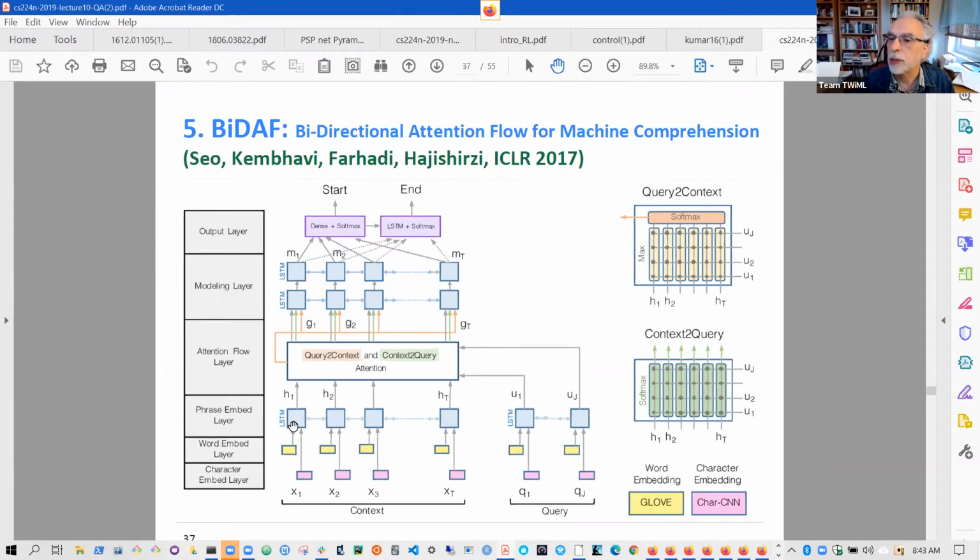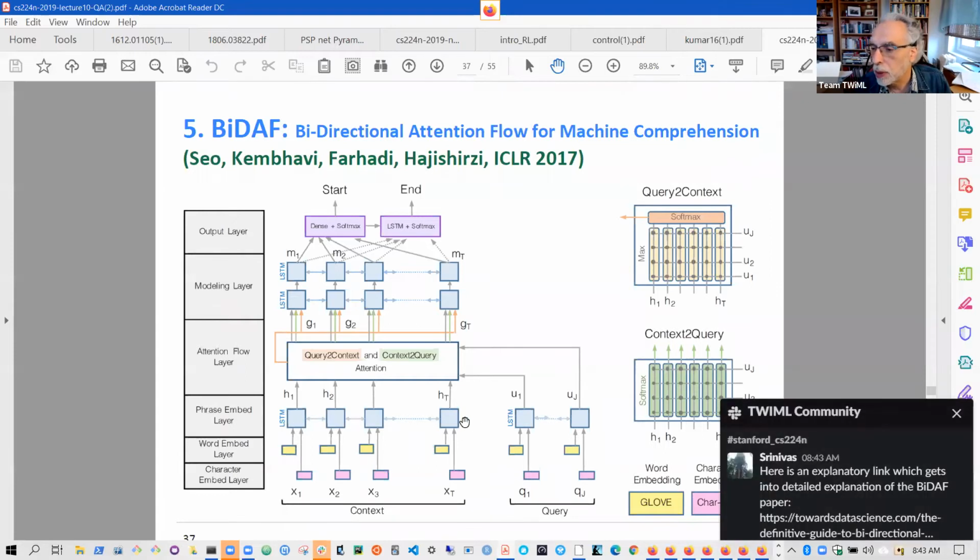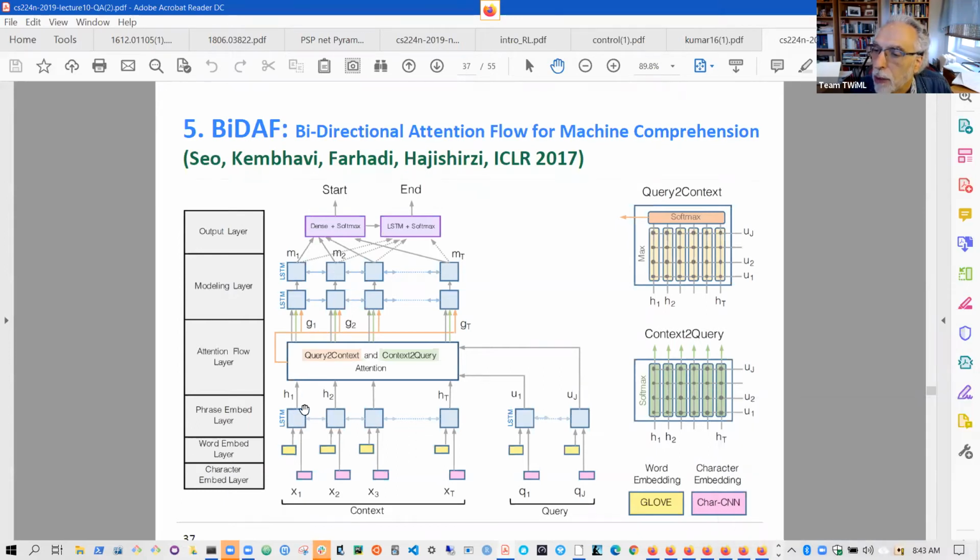Remember, in previous slides, we've seen the bidirectional LSTM represented by an LSTM going this way, and above it, an LSTM going in the opposite direction. So that's both encoded in this blue. The outputs of those LSTMs then go into this query to context and context to query attention, the bidirectional attention flow.